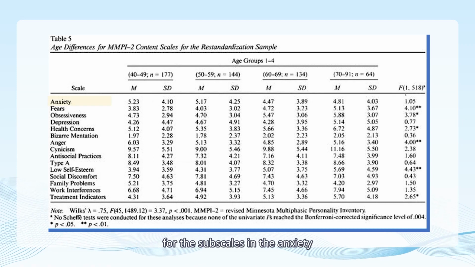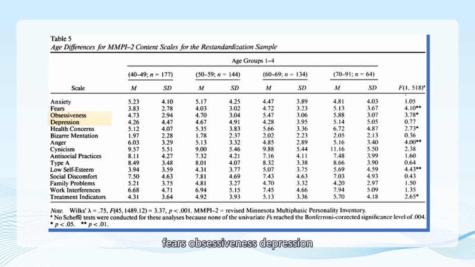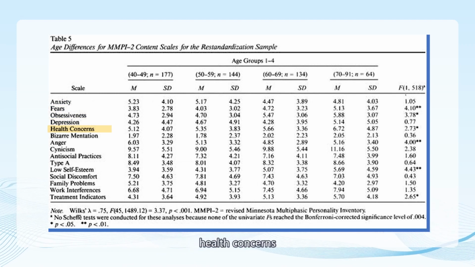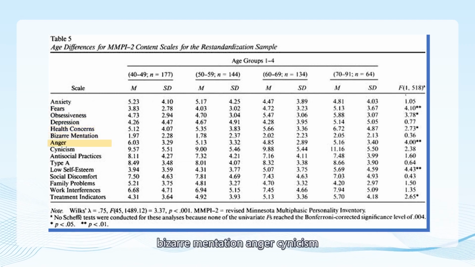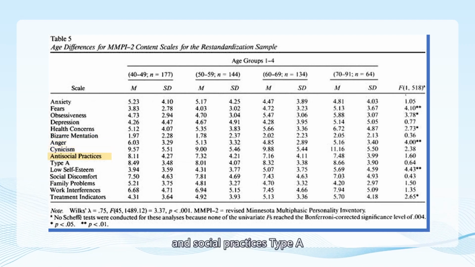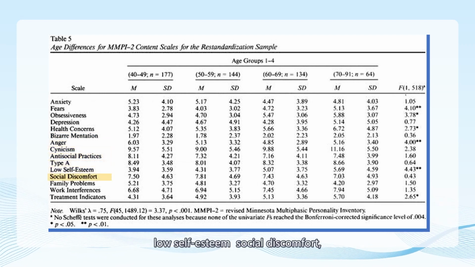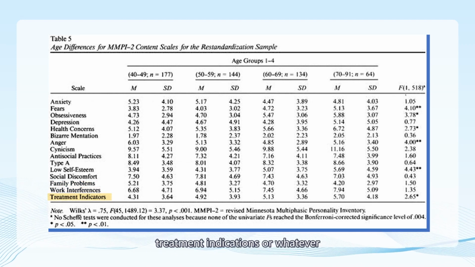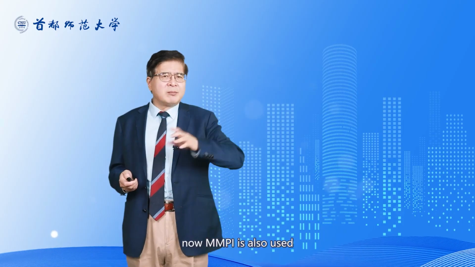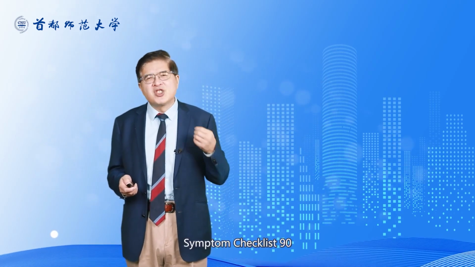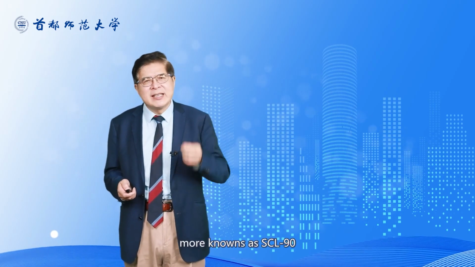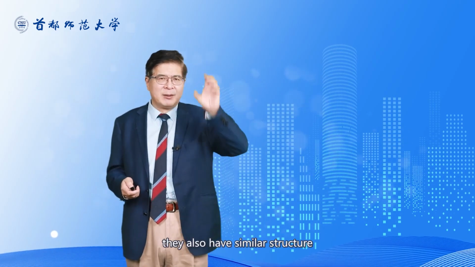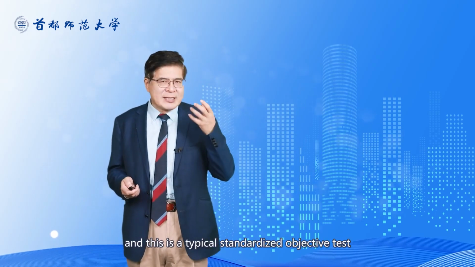and you can see there are more updated terms for the subscales. For instance, anxiety, fears, obsessiveness, depression, health concerns, bizarre mentation, anger, cynicism, antisocial practices, Type A, low self-esteem, social discomfort, family problems, work interference, treatment indications, and so on. Now, the MMPI is also used interchangeably with the Symptom Checklist 90, better known as SCL-90. They have a similar structure, and this is a typical standardized objective test.